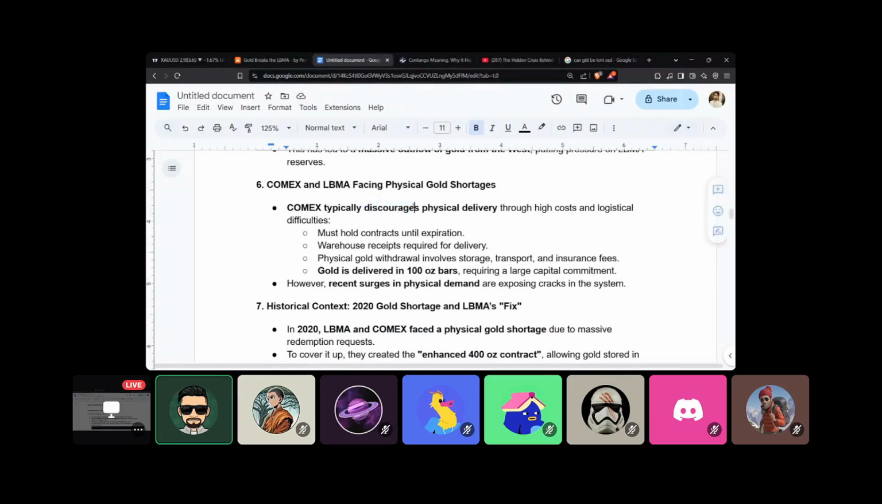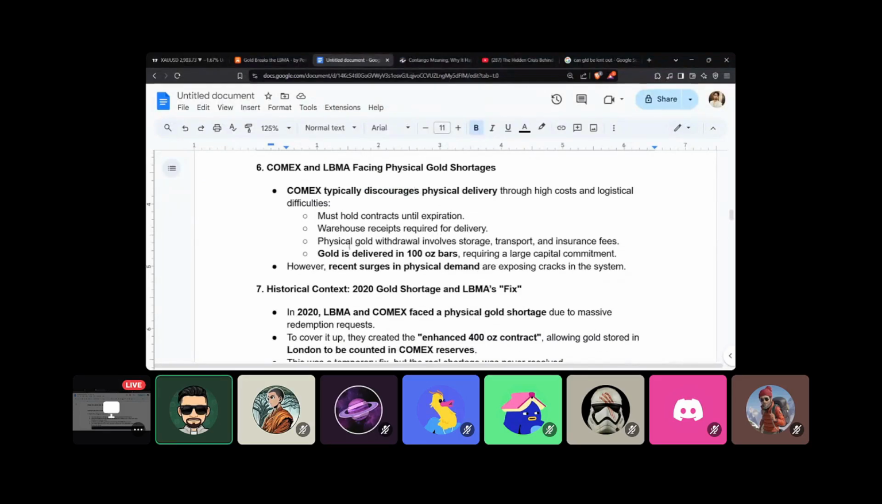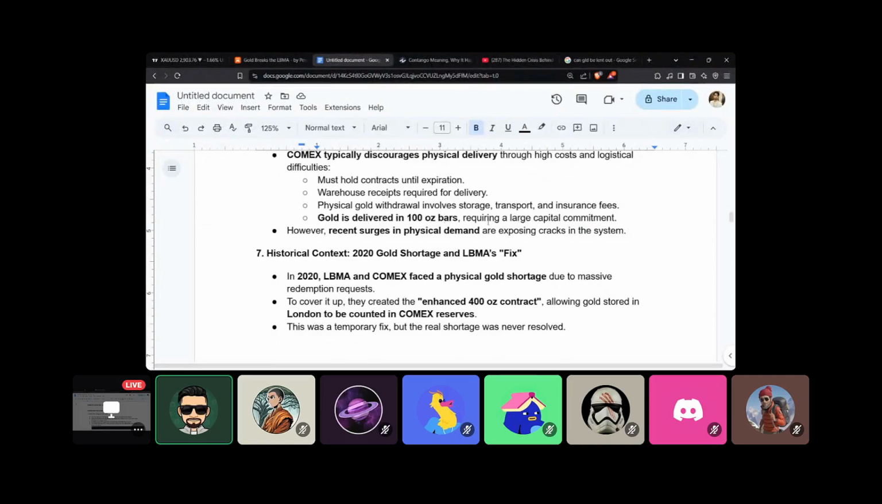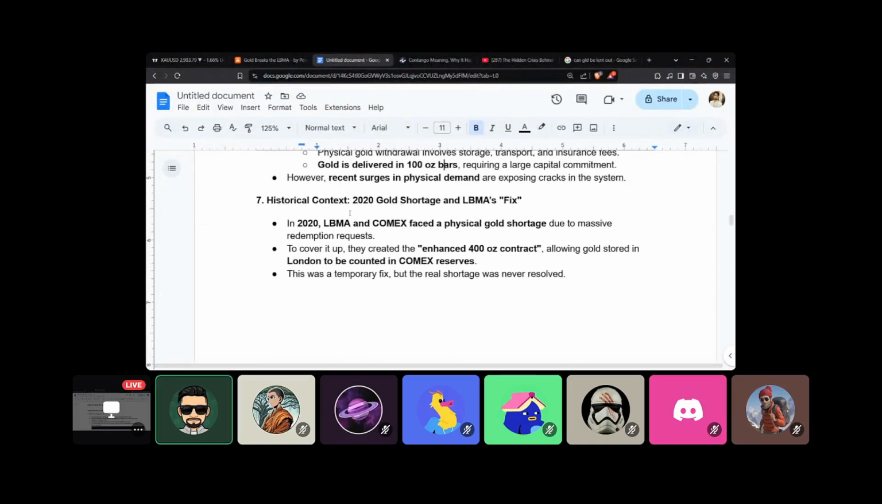COMEX typically discourages physical delivery through high costs and logistical difficulties. And yeah, the limit is like 100 ounces of gold bars, requiring a large capital commitment. This discourages physical delivery and suppresses the price. Historical context: 2020 gold shortage and LBMA fix. In 2020, LBMA and COMEX faced a physical gold shortage due to massive redemption requests.